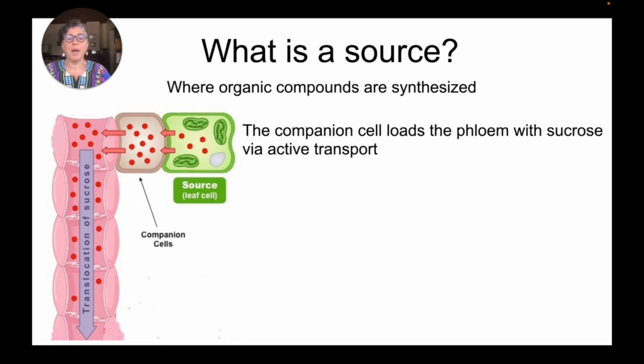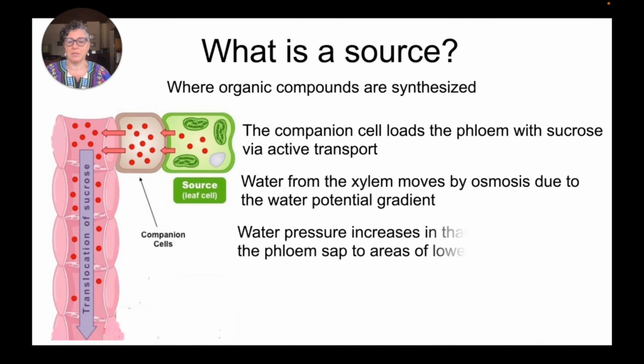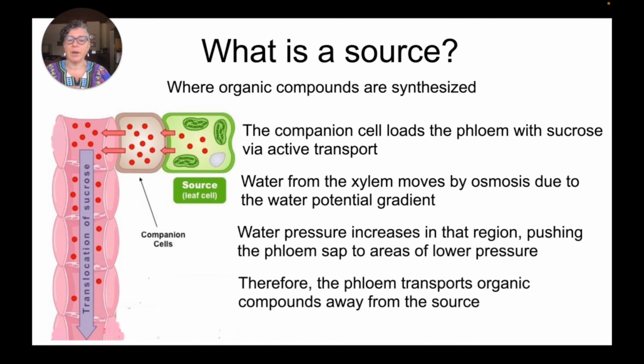And so what's going to happen is the companion cell is going to load the phloem with sucrose via active transport. So you can see those pink arrows there in the diagram. Those molecules, which have been converted from the starch granules in the chloroplast, are going to be pumped into the companion cell and then pumped into the phloem tube.